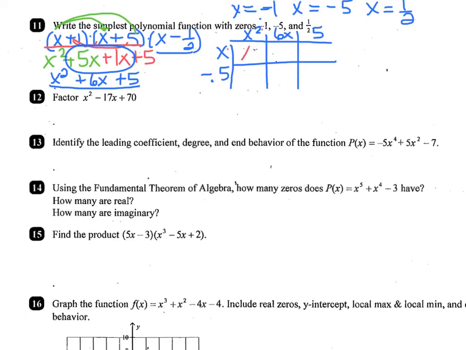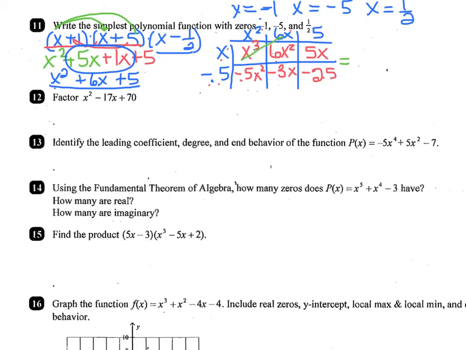x times x squared is x to the third. x times 6x is 6x squared. And x times 5 is 5x. On the bottom, -0.5 times x squared is -0.5x squared. -0.5 times 6, negative half of 6, is -3x. And -0.5 times 5 is -2.5, or 5/2. Last, we just need to combine like terms.